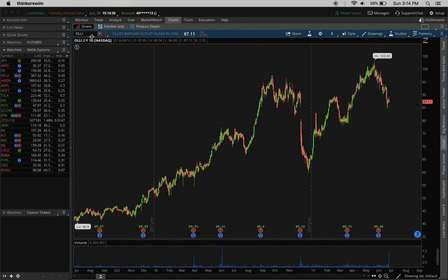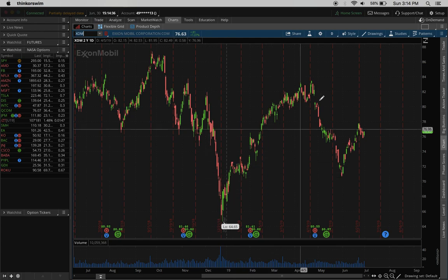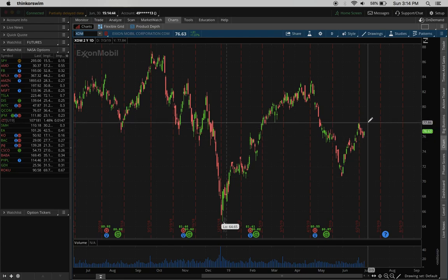Next is XOM, which is Exxon Mobil. Here we go. ExxonMobil Corporation, if you can see here, we had that nice move, and the follow through was a lot further. Now we're starting to pick back up here. $78 is playing as that resistance, so if we can get above 78, we'll be looking to go long. If we can go below 76, then we'll be looking to go short.